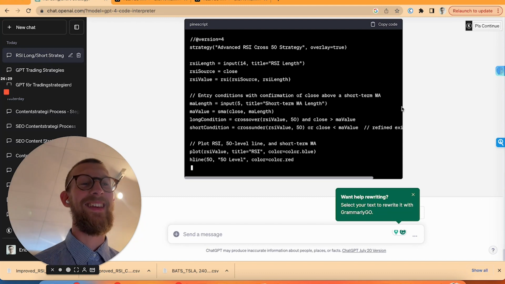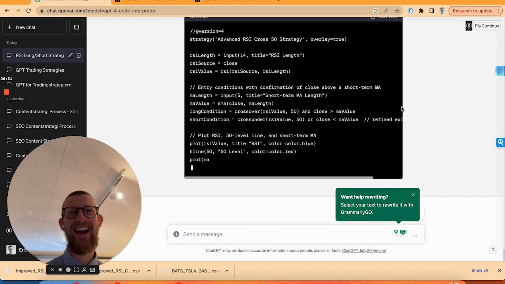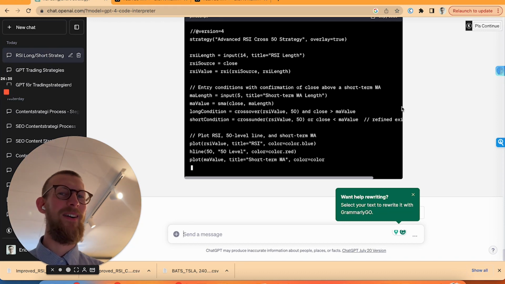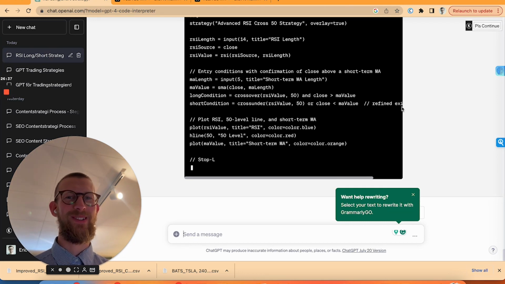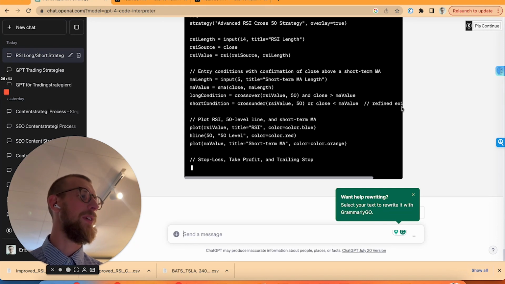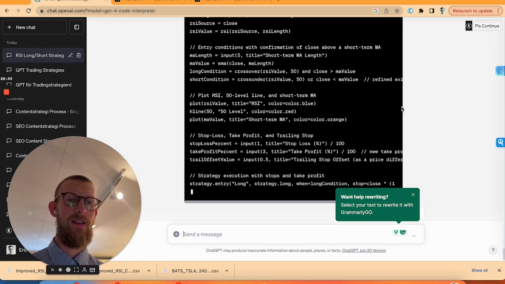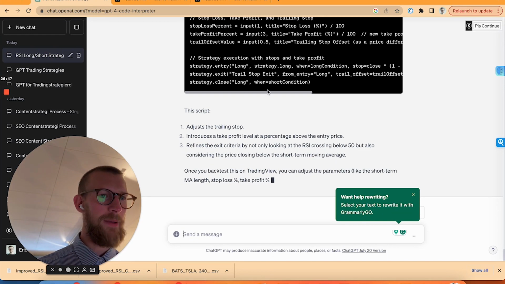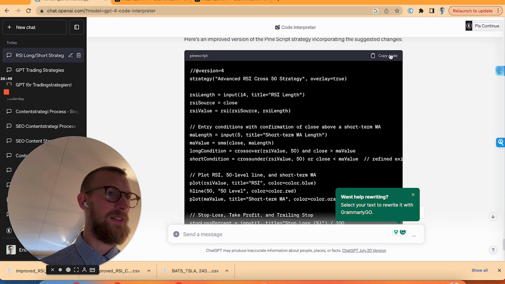I'm really surprised that the RSI basic strategy works so well because it's so simple. It's so simple and it worked so well. Okay, this one did something.